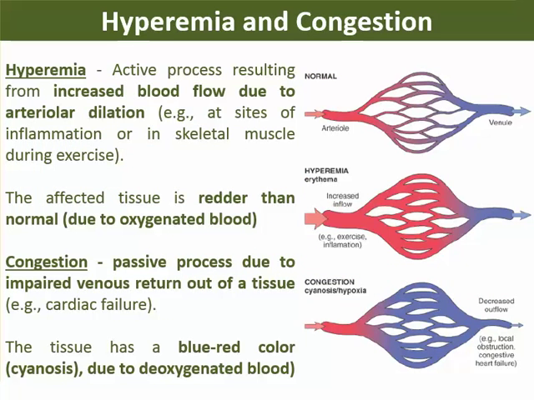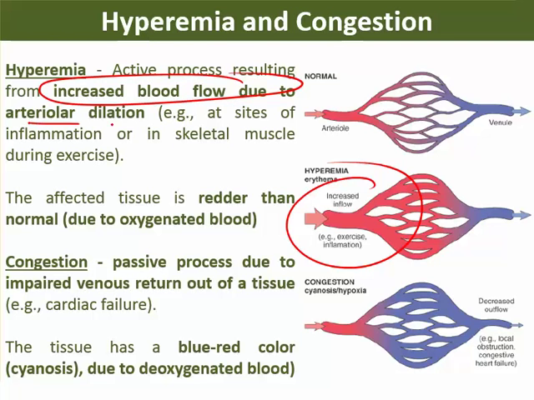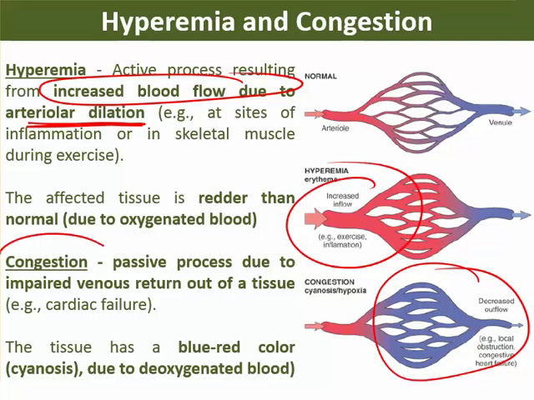Okay, now coming to the concept of hyperemia and congestion. Hyperemia means increased blood flow to the arterial side. If the person is doing exercise, more blood flows on the arterial side. Increased blood flow due to arteriolar dilation is hyperemia. If more blood stays in the venous side, it is called congestion. If the right side of the heart is not functioning, that leads to congestion of the blood in the venous side.